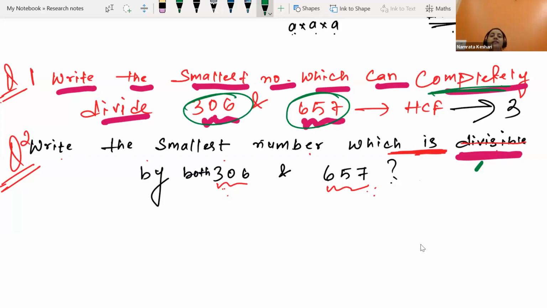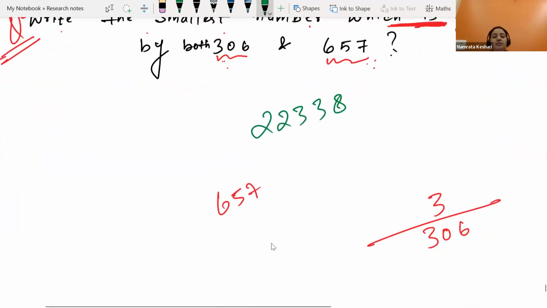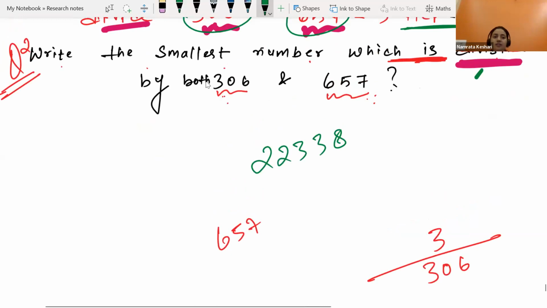And I was explaining that for that case we will find the HCF, and that is 3. Okay, teacher, I got this. Yes ma'am, the answer is 22338. Yes, everyone is getting the same, so it must be the answer. I also got the same answer. Okay, let's proceed.